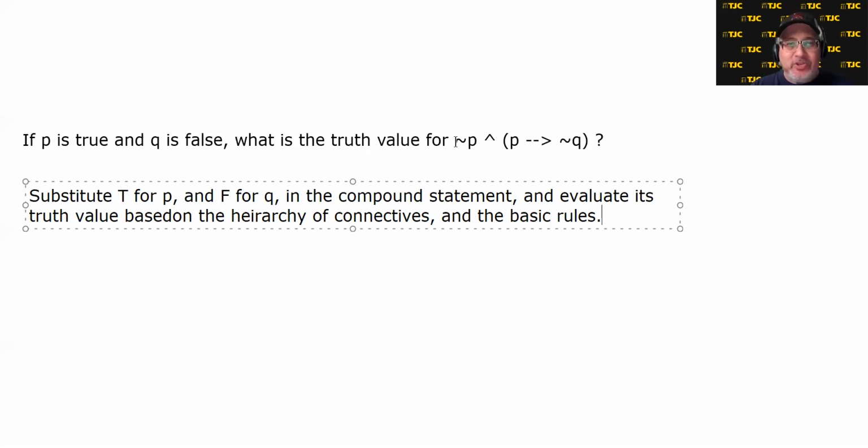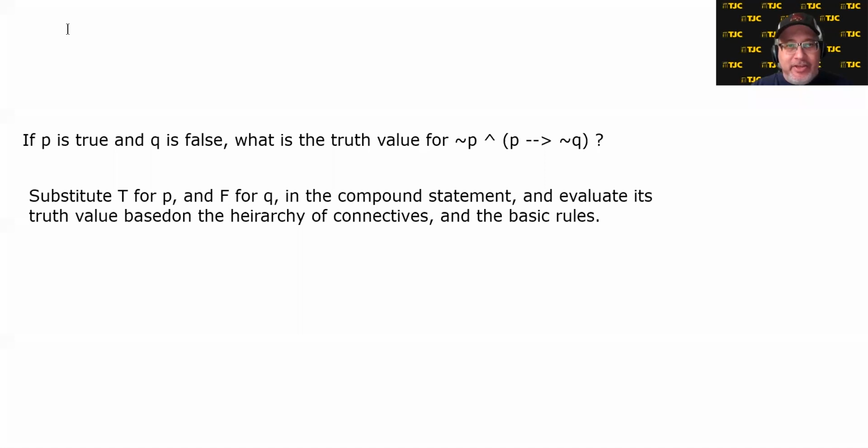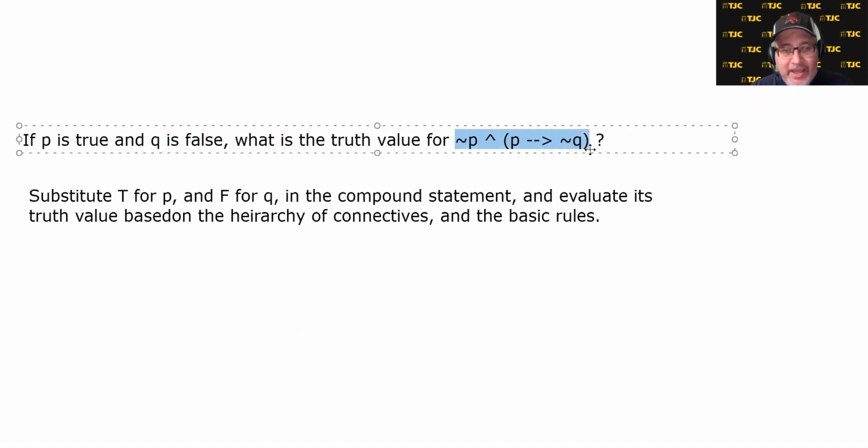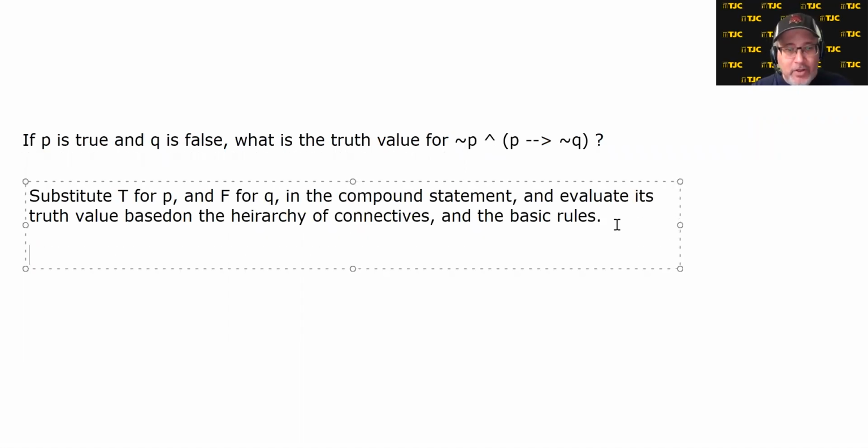Let's see what happens if we take this compound statement and replace each simple statement with its known truth value. We know that the statement P, which is I took a bribe, was true. So we'll put a T there and a T there. We know the statement I will run for office, that's what Q was, is false. So we'll put an F there.